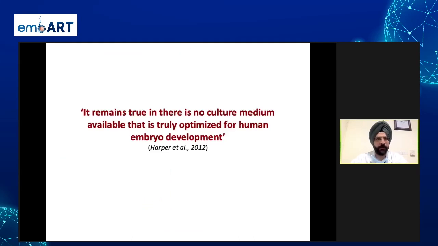Harper in 2012 said that despite so many developments and 150 years of research, it still remains true that there is no culture media available that is truly optimized for human embryonic development. It is for the simple reason that it's not only the media which is important, it's about culture conditions, it's about the embryologists, it's about so many other things, and we really can't simulate the natural conditions absolutely 100%.